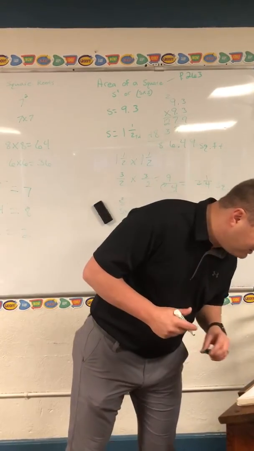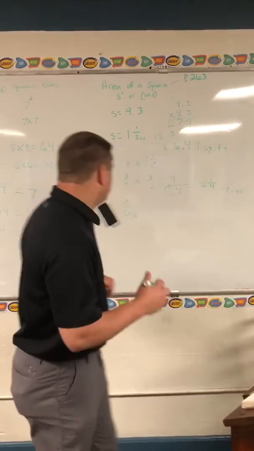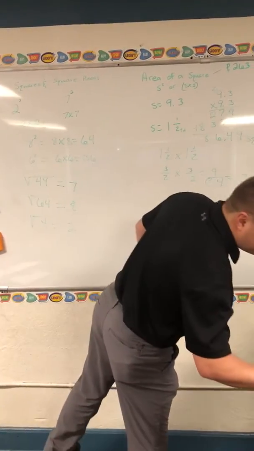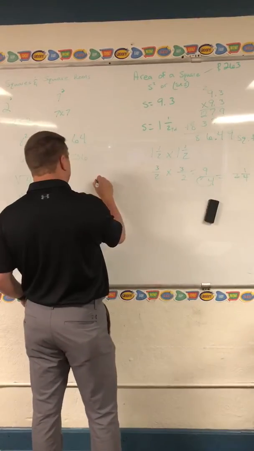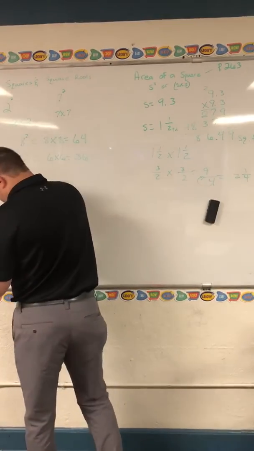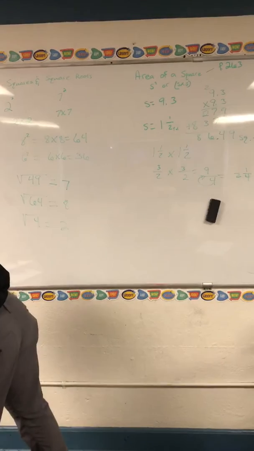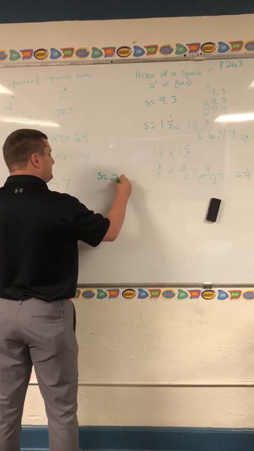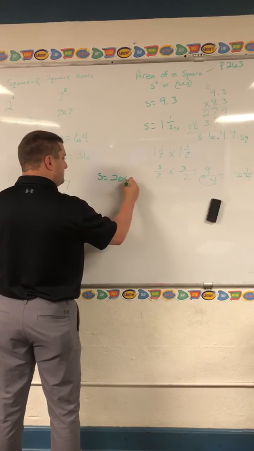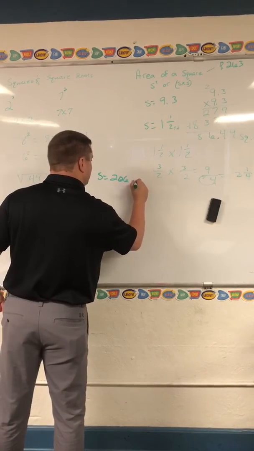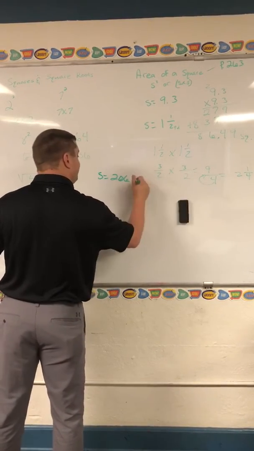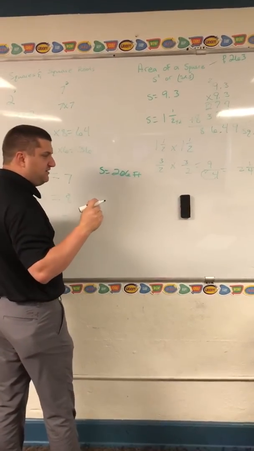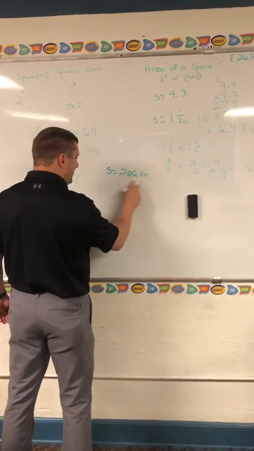Okay, so let's look at number 1A. It says 206 feet in a square. Let me find a new marker here because this one decided to run out on me. You have 206 square feet on this one. So to find out if it's more than an acre, you have to find the area of the square.